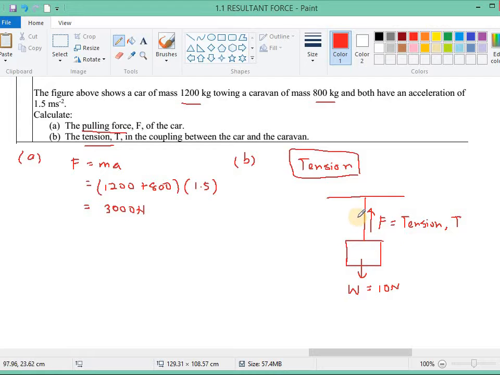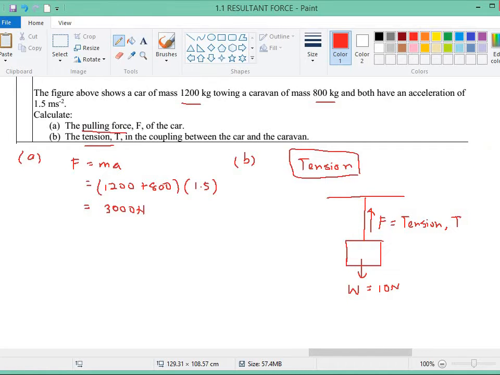Just now I said that tension is a force that acts when an object or a rope, string, chain, wire, cable, anything is being stretched or pulled, right? So this string, this rope is being pulled, right? This 10 newton pulls downward, so there's a force acting along this rope. This force is what we call the tension.